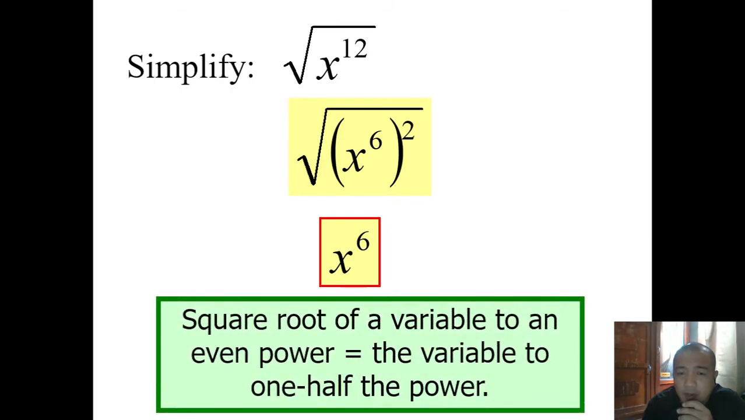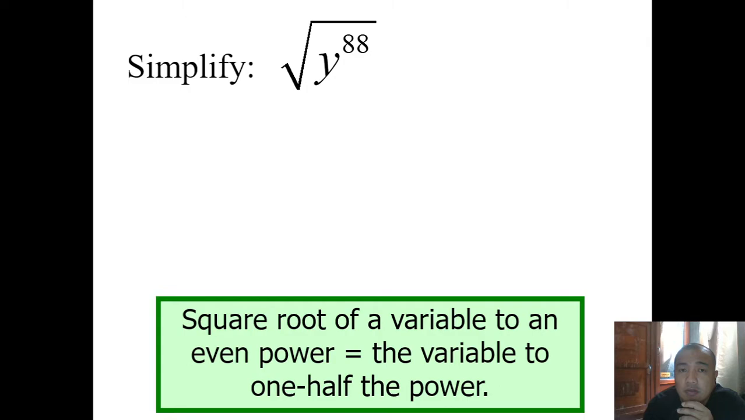So the square root of a variable to an even power is equal to the variable to 1/2 the power. In other words, we just divide 12 by the index 2. 12 divided by the index 2 is x to the 6, then removing the radical sign. Y to the 88th power, that means we're going to divide 88 by 2, which is 44. Then removing the radical sign, therefore the answer is y raised to the 44th power. Diba?